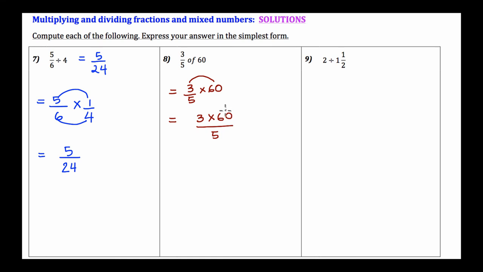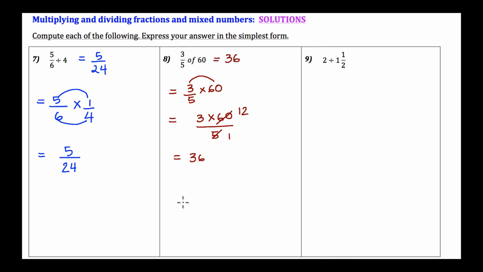So now if I cancel out the common factors, 5 goes into 60 and 5. So 60 divided by 5 is 12 and 5 divided by 5 is 1. So we have 3 times 12 is 36. So 3/5 of 60 is 36.